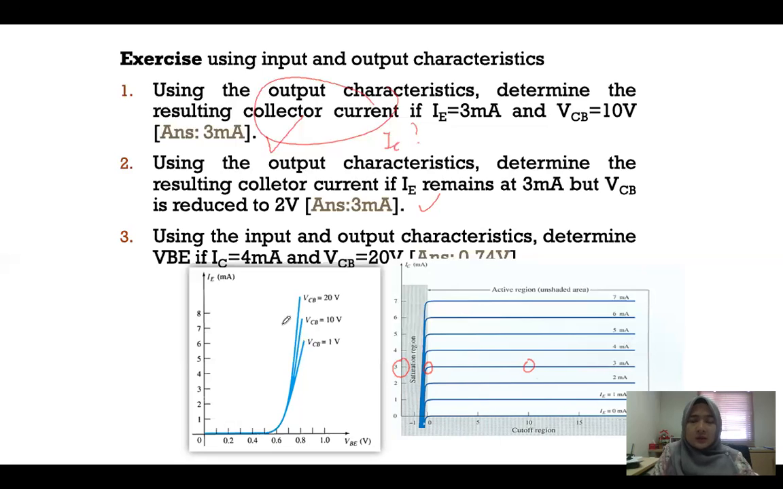Let me just share with you the answer. This one is IC, it's 4 milli. So IC is 4 milli, VCB is 20. So your IE should be 4 milli. Okay, so go to the input graph. This is 4 milli, and the VCB is 20. You should refer to this line. Roughly, the answer should be around here, 0.74 volt.